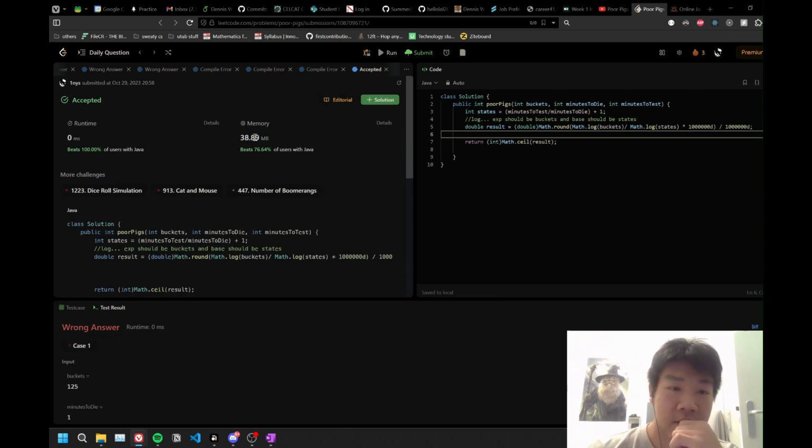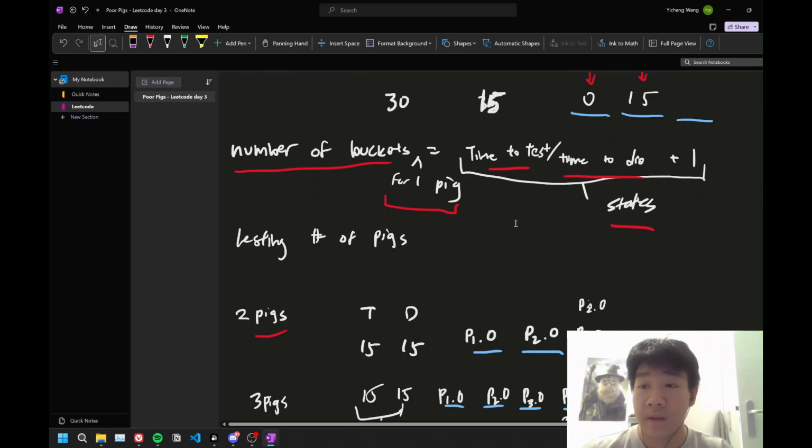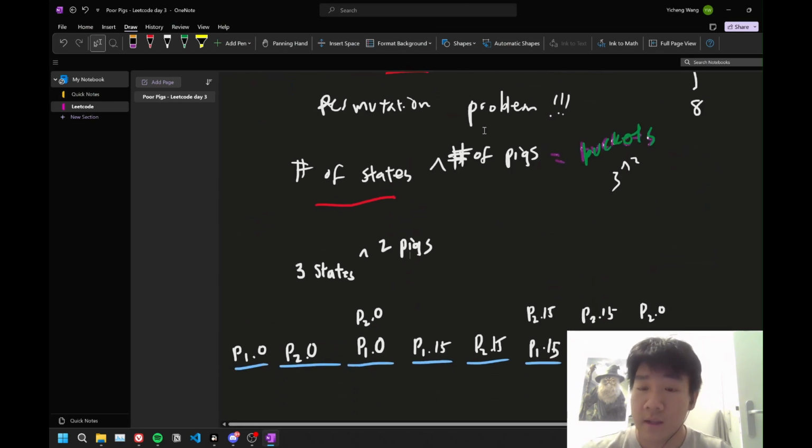Now it beats in terms of memory, so that's good. And yeah, I learned a lot today, and it's great to apply some things I learned from discrete math in here.